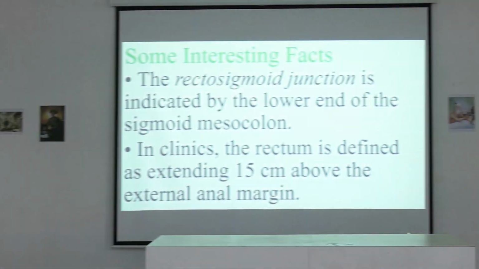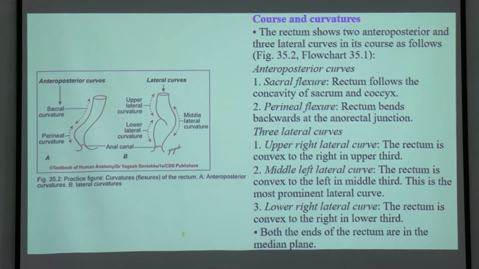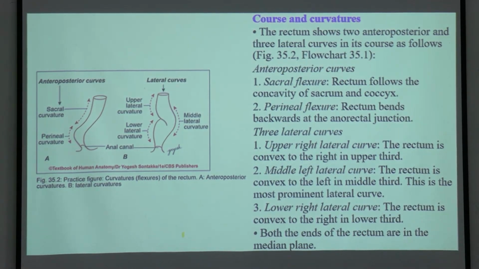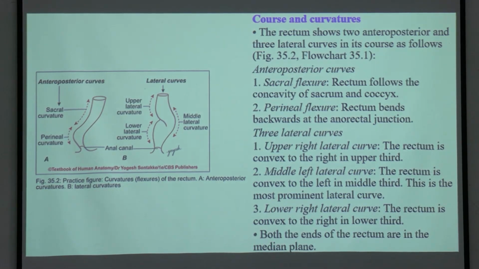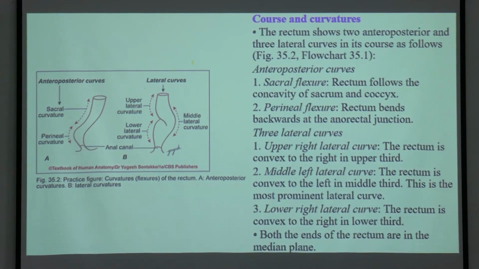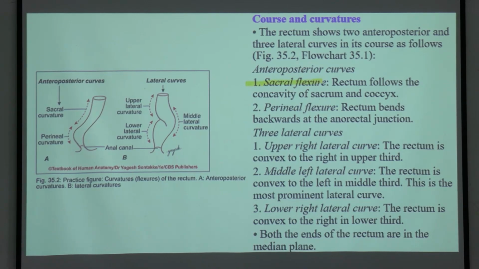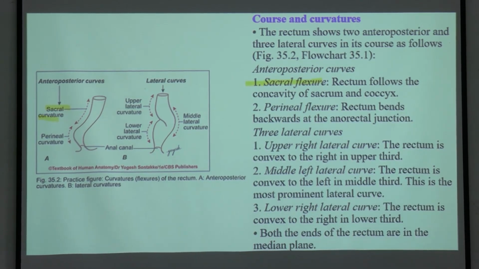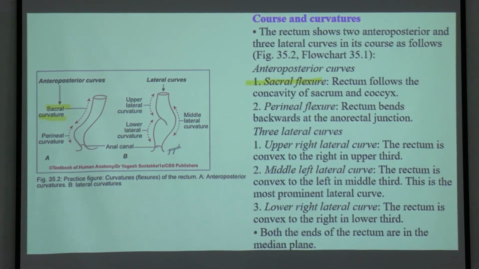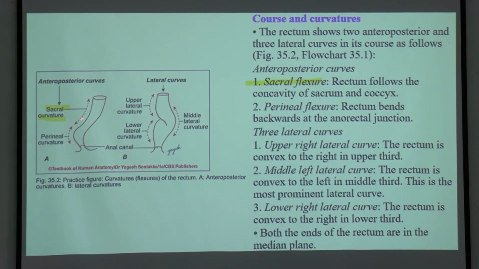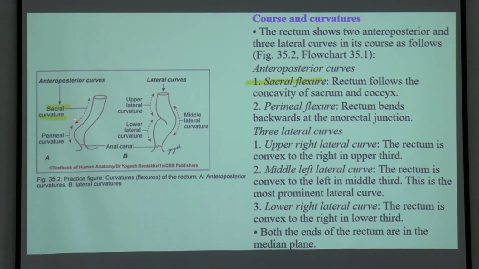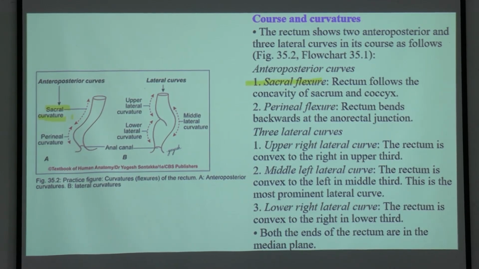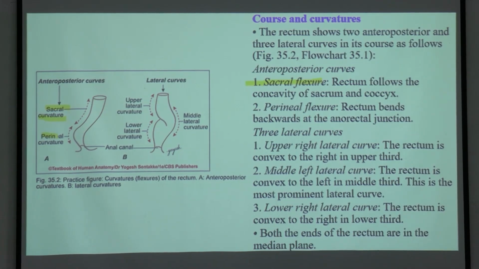Now, there are some curvatures. Actually, one curvature which is contributed by the sacrum is the sacral curvature. It is resting over the sacrum, so sacral curvature. Then it is making a turn at the tip of the coccyx, which is called the perineal curvature. It is remaining like this.